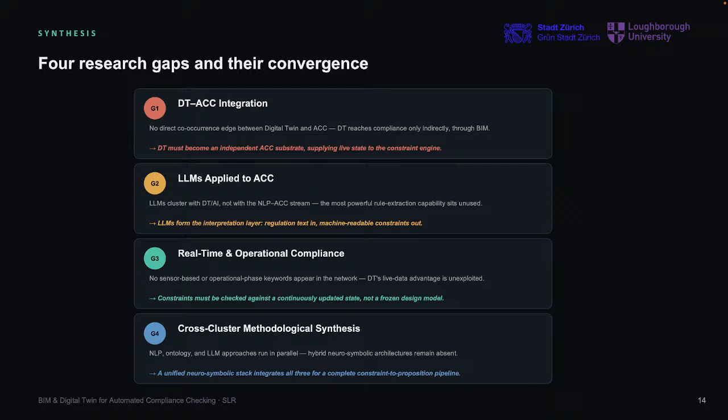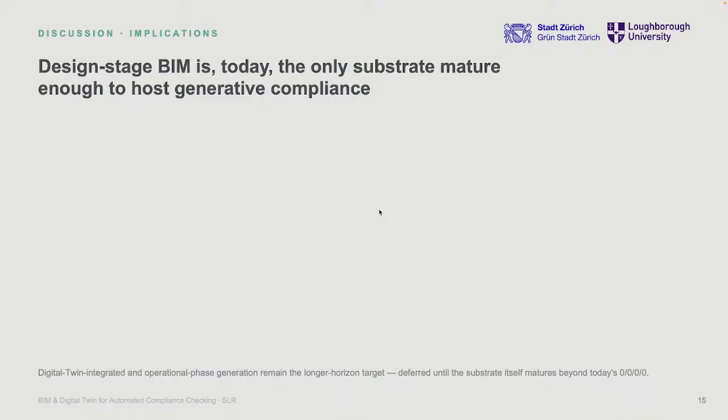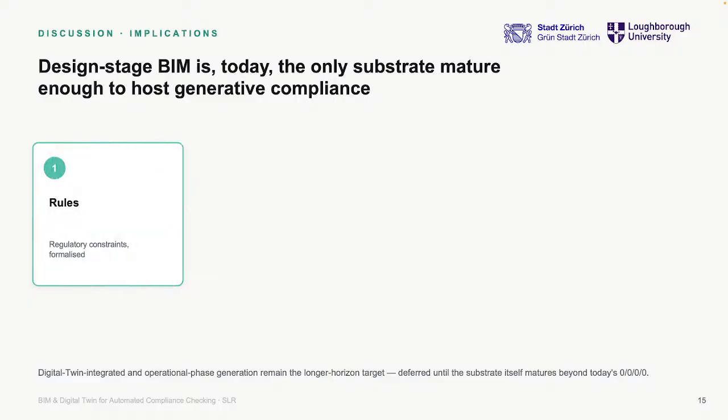And the last one is the methodological cluster. So we're looking at the different approaches that can be implemented. This tells us, first of all, that design stage BIM is the mature substrate we're looking at right now for ACC and AI implementation when we move to a generative part. Moving to a generative part means we're not looking at the standard way of compliance checking we're used to.